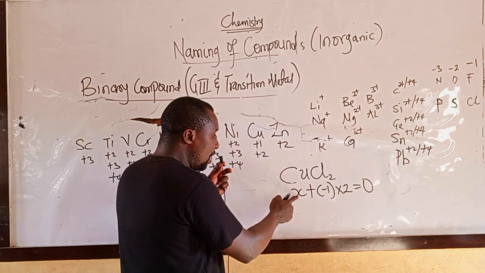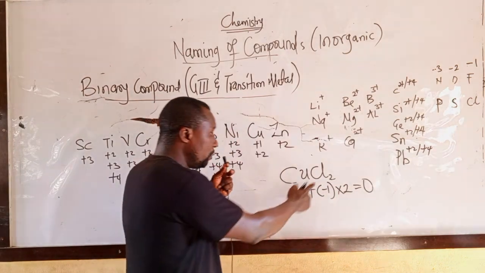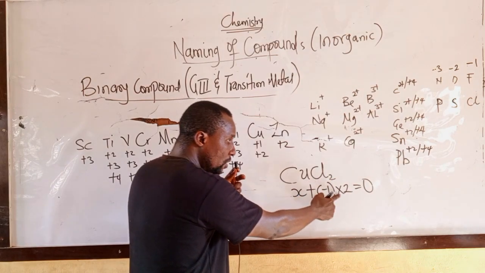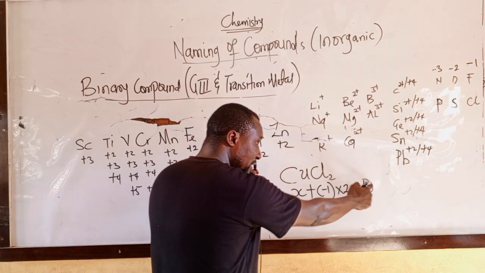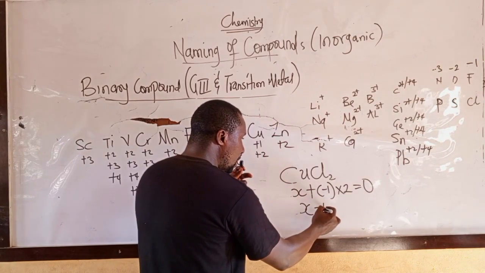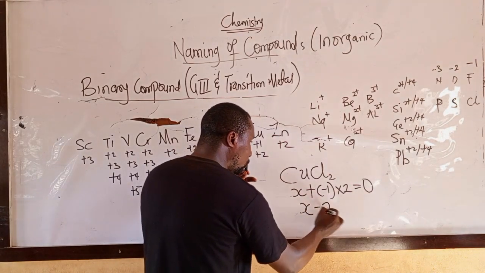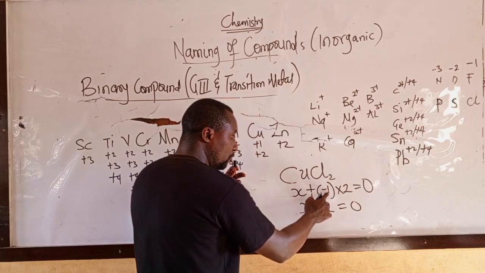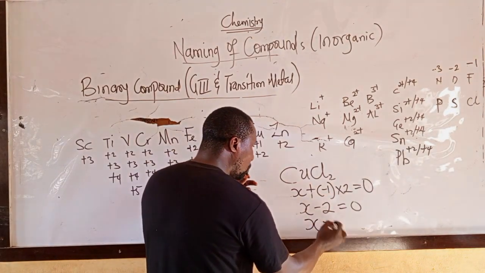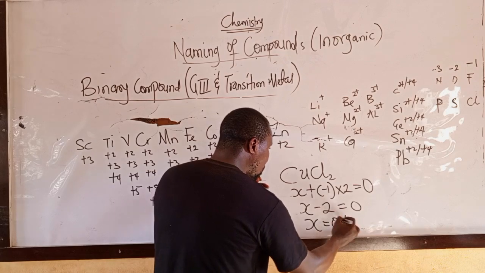Copper, the oxidation number is unknown. Chlorine, the oxidation number is -1. How many chlorine do I have? Two. So I have x plus 2 times -1 equals 0. -1 times 2 will give you -2. Then x equals 0 plus 2.